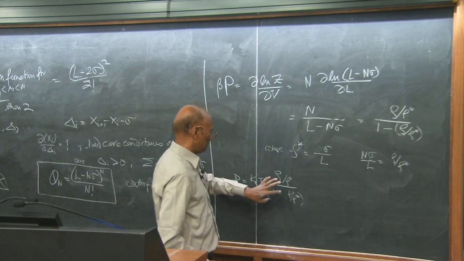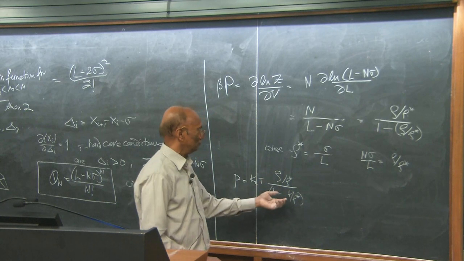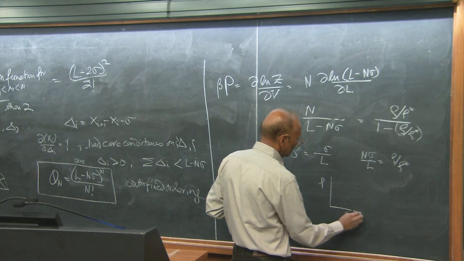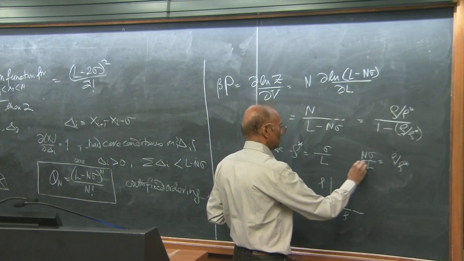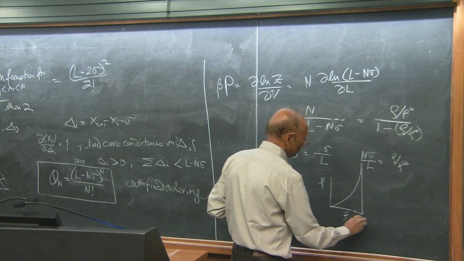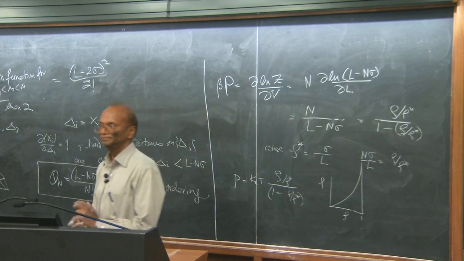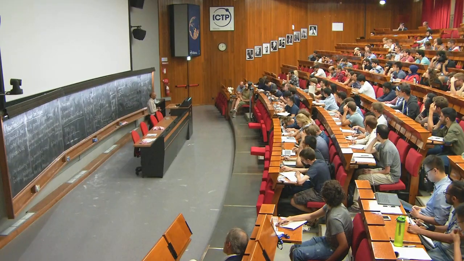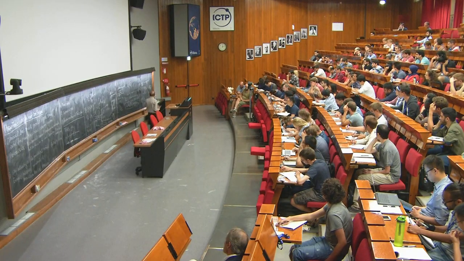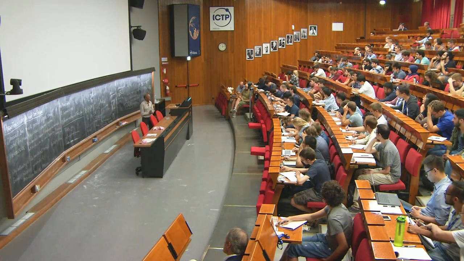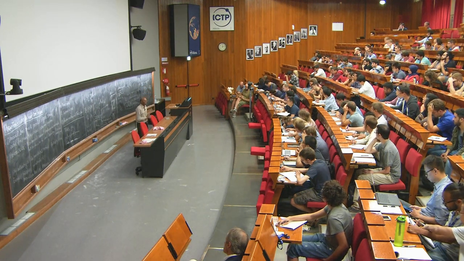It is the Van der Waals form, you know, the pressure as a function of density initially grows linearly and then it diverges near rho equal to 1 and rho can never become bigger than 1, all very reasonable. Okay? But we could get this result directly from very elementary considerations. So that is the Tonks gas.